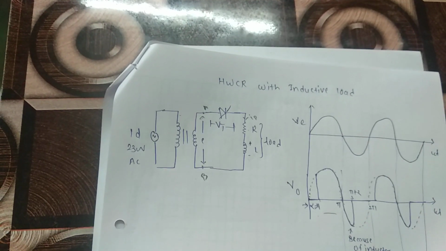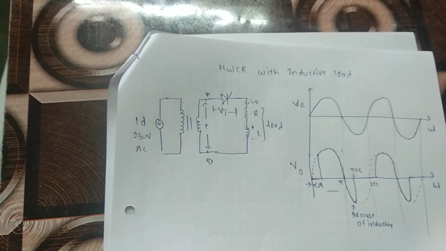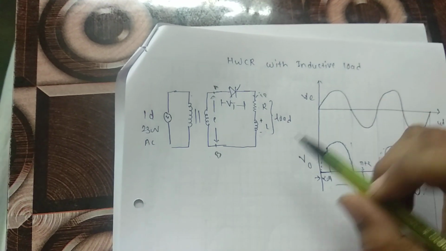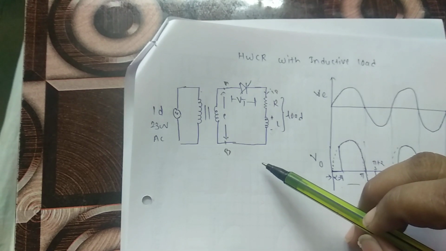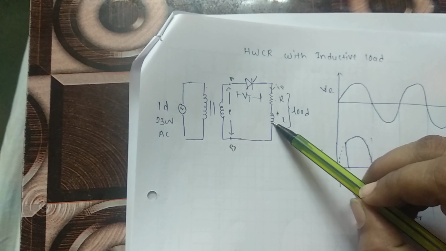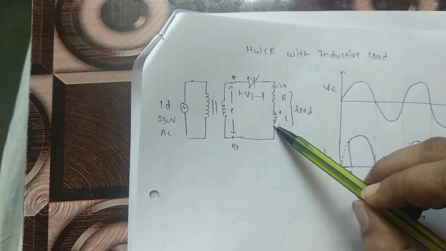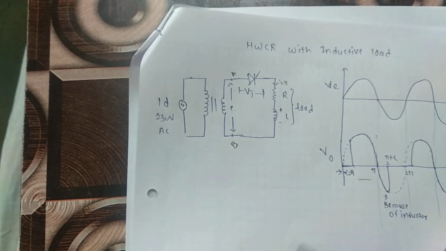Good morning class. Today we will see half wave control rectifier with the inductive load. In the last lecture we have seen operation of half wave control rectifier with a resistive load. Here we have used one more element at the output side, that is an inductor. We know we are using the inductor as a filtering element. So let's see the operation.